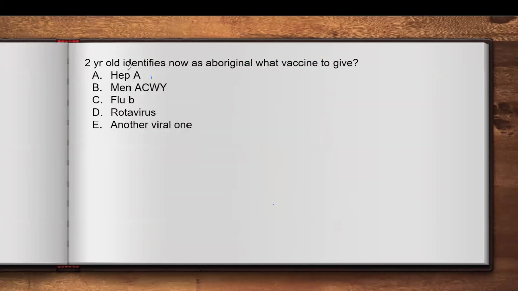Next question: a 2-year-old identifies now as Aboriginal. What vaccine to give? Hepatitis A, meningococcal ACWY, flu B, I think it is Haemophilus influenzae they want to write, rotavirus or another viral one.